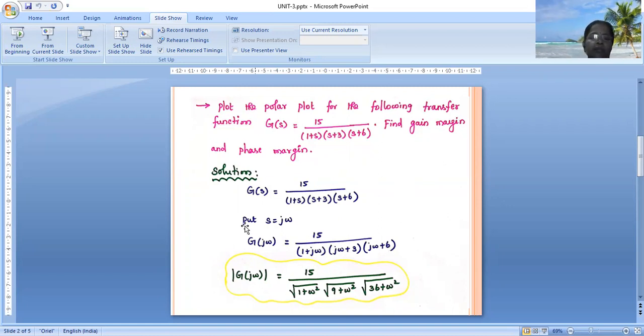So here also we are going to find out the magnitude value for G of j omega. 15 is the numerator value. So 15 divided by square root of, real part is 1, imaginary part is omega, so a square plus b square, 1 square becomes 1 plus omega square. Similarly for this, real part value is 3, imaginary part is j omega, correct? Therefore 3 square is 9, so 9 plus omega square. The next, 6 plus j omega, 6 square is 36, so 36 plus omega square. So this is your magnitude value.